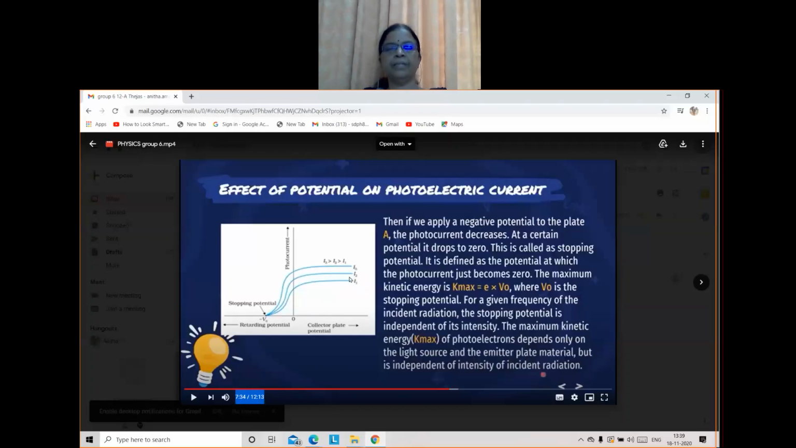The intensity is increased, same source. We are not changing the source. The same source, intensity is increased. Then what do you see? The stopping potential required is the same. Again we increase the intensity, and the stopping potential required to stop the electrons remains the same.